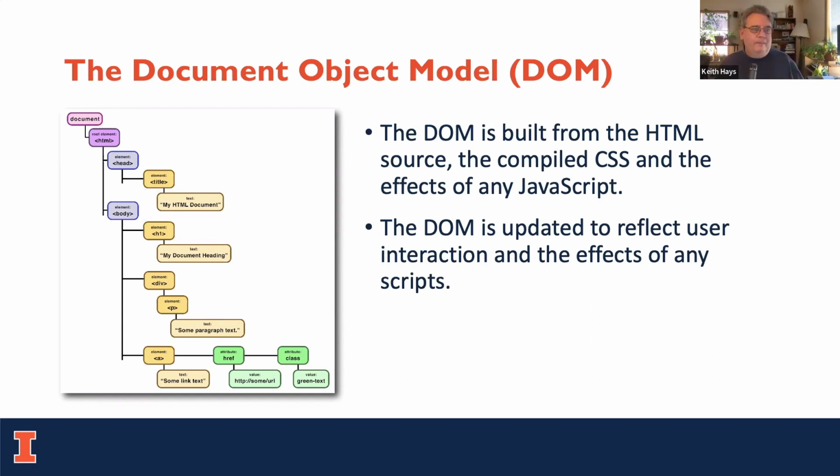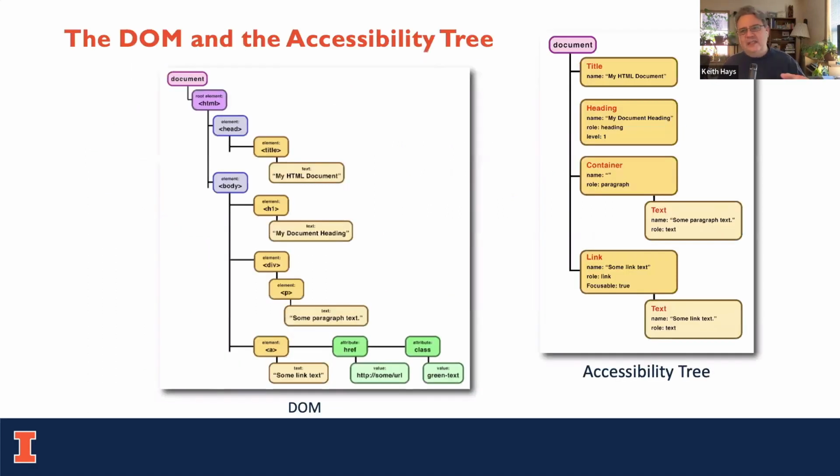So the DOM is updated to reflect user interaction. If I hover over the link, the browser does something with the appearance. If I click on page content and we dynamically load, say, a list of materials, the DOM is updated. So let's look at the accessibility tree that's created. This accessibility tree looks like this. Here's what the DOM looks like. And what happens is the browser, for performance reasons, tries to prune as much as it can out of this.